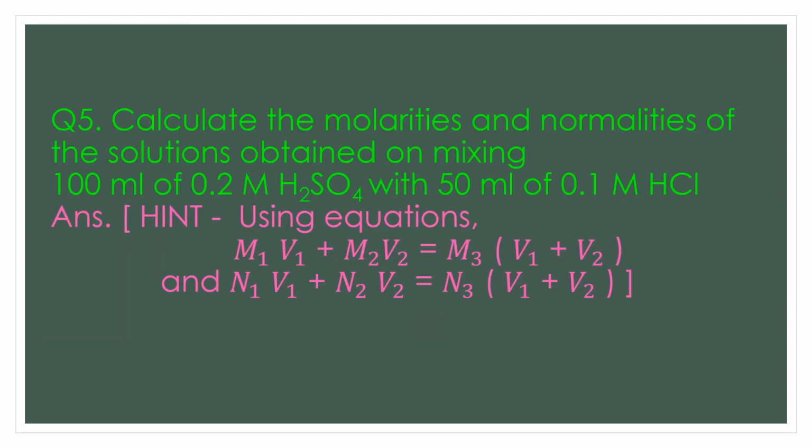There is one question for you students. You have to calculate the molarities as well as normalities of the solutions obtained on mixing 100 ml of 0.2 molar H2SO4 with 50 ml of 0.1 molar HCl. Directly using the equation M1V1 plus M2V2 equals M3 times (V1 plus V2), you can calculate the molarity and try to find out the normalities as well. I will ask you to answer this question in the next class.